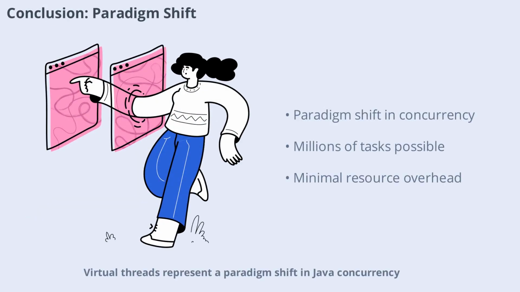Virtual threads represent a paradigm shift in Java concurrency. By decoupling application threads from OS threads and using clever mounting and unmounting mechanisms with heap-stored stack snapshots, Java 21 enables applications to handle millions of concurrent tasks with minimal resource overhead. The OS remains blissfully unaware, and developers can write simple, scalable code.